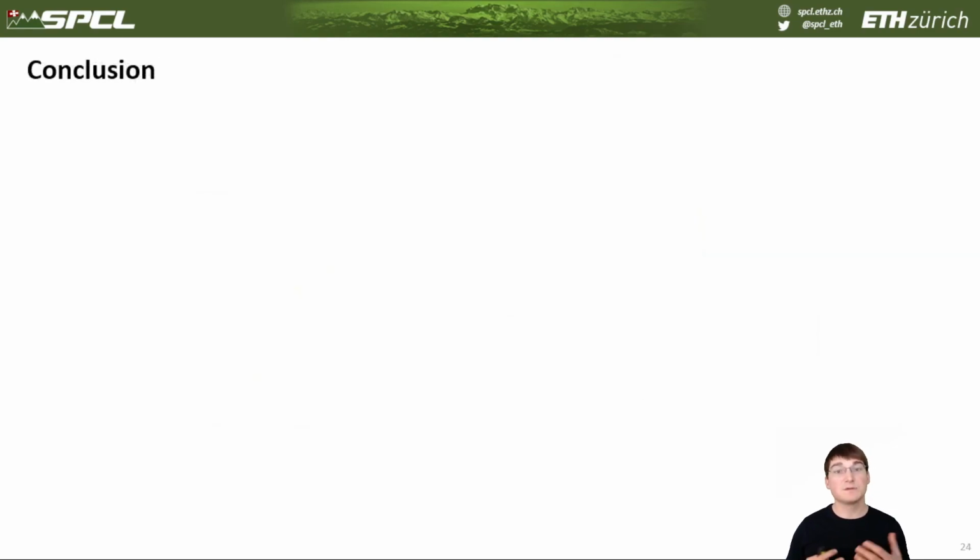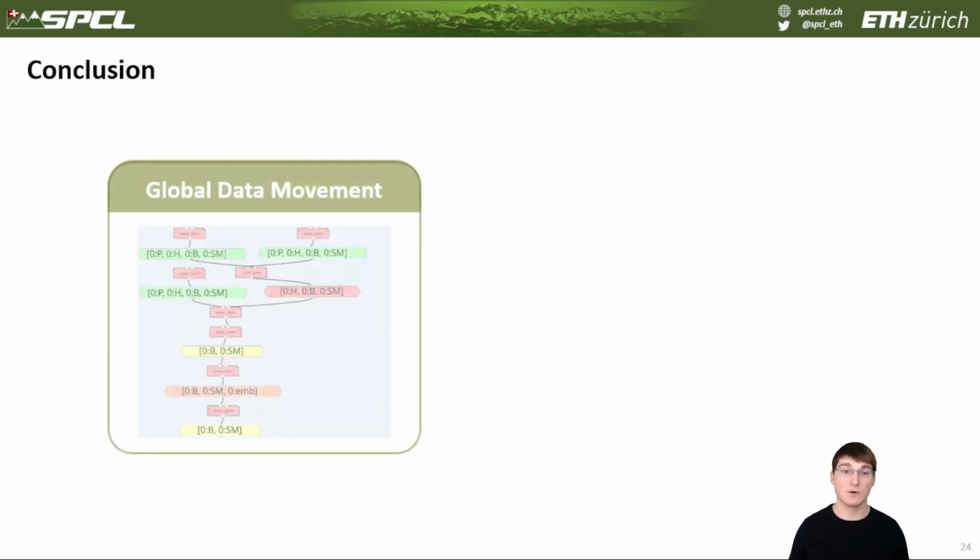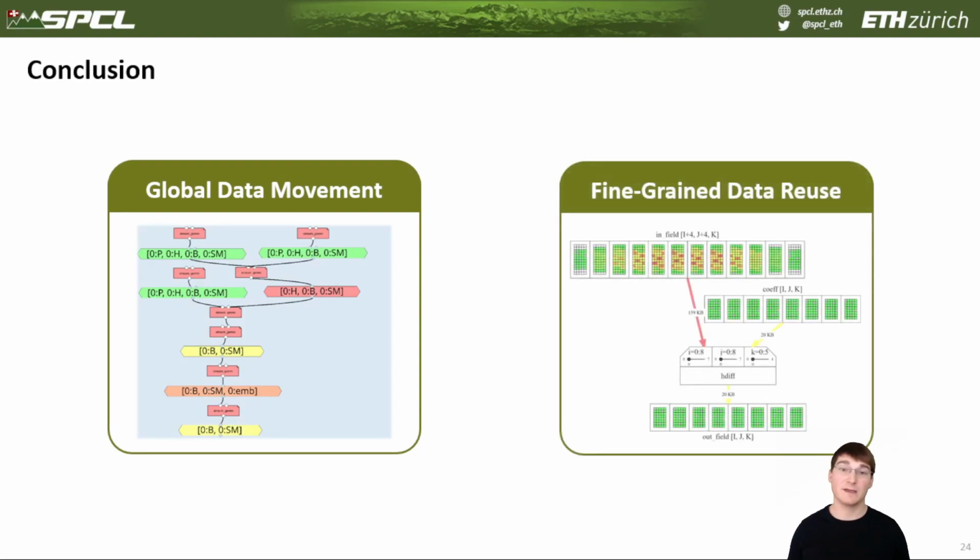So in conclusion, what have we seen? What can we do now? So this allows us to actually optimize and analyze the global data movement behavior of an application and the fine-grained data reuse and access behavior of the application, essentially within milliseconds without having to wait for program execution. And this allows us to perform analyses and optimizations essentially with the click of a button.